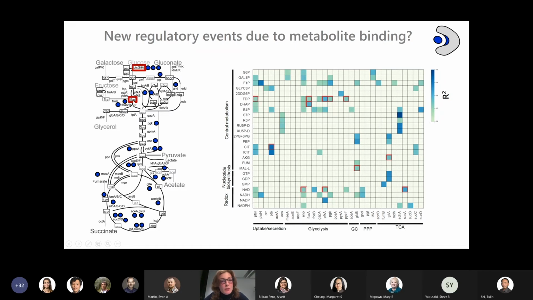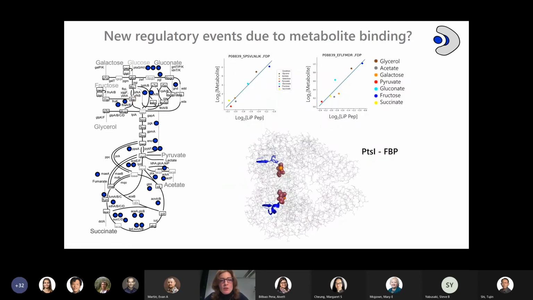So fructose bisphosphate is produced here. It's an intermediate of glycolysis. And the protein PTSI is here. It's part of a phosphotransferase complex that internalizes glucose into E. coli cells and at the same time converts it to glucose 6-phosphate. So it's an enzyme, the protein we picked here. So we looked at which peptides correlate with the concentration of Fbp.